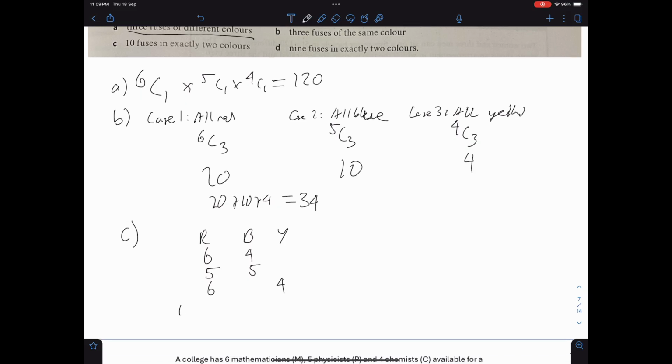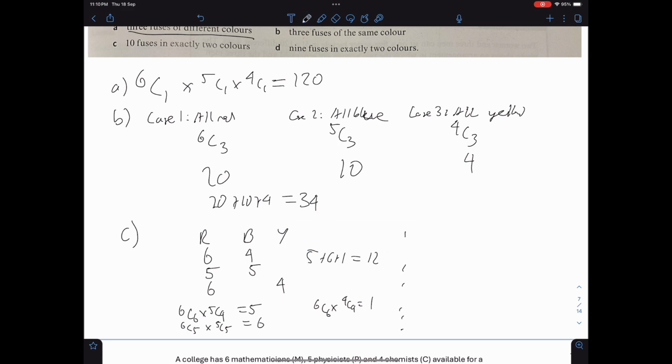So this would be 6 choose 6 times 5 choose 4, which is equal to 5. Then 6 choose 5 times 5 choose 5, which is 6. Then 6 choose 6 times 4 choose 4, which is 1. And 5 plus 6 plus 1 equals 12. That's one way, and it's an absolutely correct way.